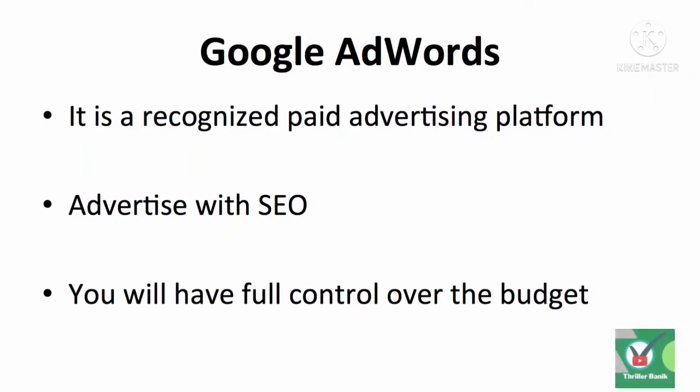Google AdWords advertises with SEO or search engine optimization. You'll need to understand more about the keywords in your niche in order to get a good result for SEO, which I'll talk about later on in another video. With Google AdWords, the budget you are going to spend for this is fully under your own control. You get to set your own daily budget for the ad campaign, which I will talk about later on in this video as well.